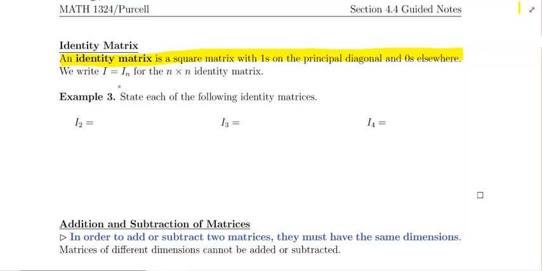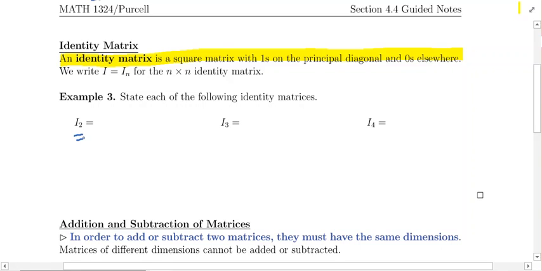And like I said, they come in different sizes. So when you see I2, the I indicates that you're dealing with an identity matrix. 2 is telling you the dimensions. It has to be a square matrix with 2 rows and 2 columns, so it would be a 2 by 2 matrix is what this is saying. So you would have ones on the principal diagonal and then zeros everywhere else. So that's I2, the identity matrix size 2 by 2.